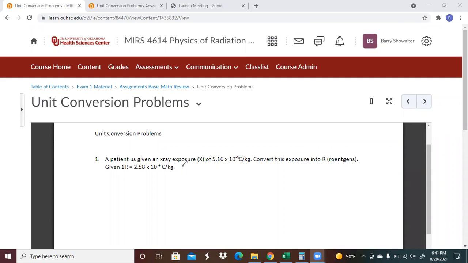Okay, we're going to be doing a little bit of the unit conversion problems here, about 3 of them, so it shouldn't take too awfully long. So we've got a patient is given an X-ray exposure of 5.16 times 10 to the minus fifth coulombs per kilogram. Convert this exposure into Roentgens, and we see the conversion factor here.